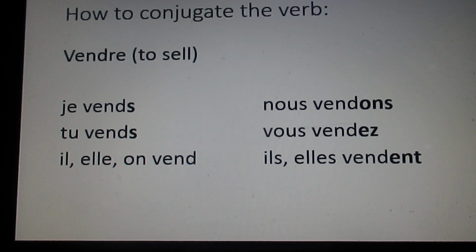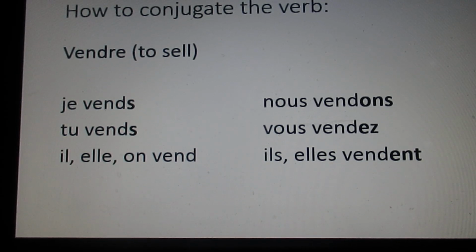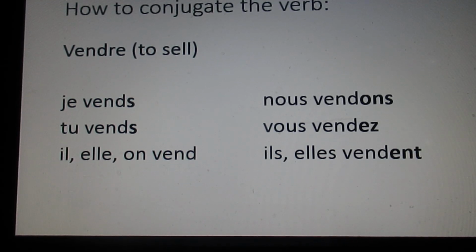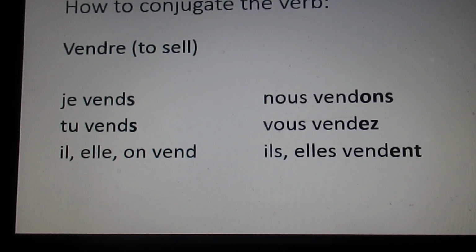So with je, we have je vends. And then we have tu vends, il, elle, on vend. Right? They all three sound the same, but they are not all spelled the same. So notice we have S, S, and then nothing at the end with il, elle, and on. Right? So that's the pattern, S, S, nothing.